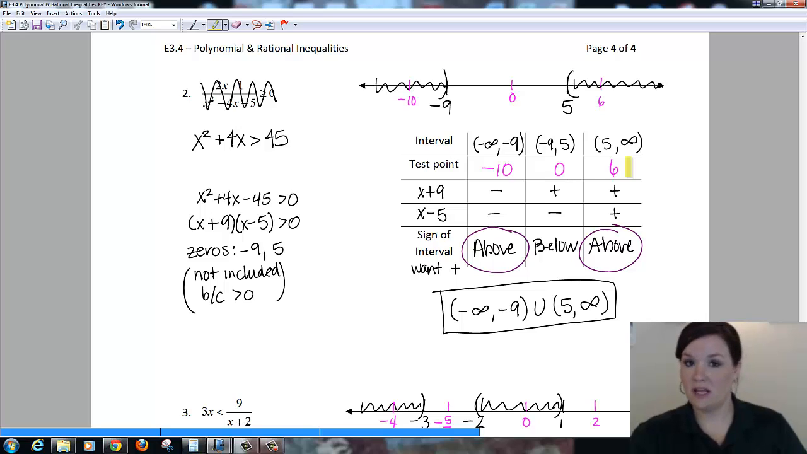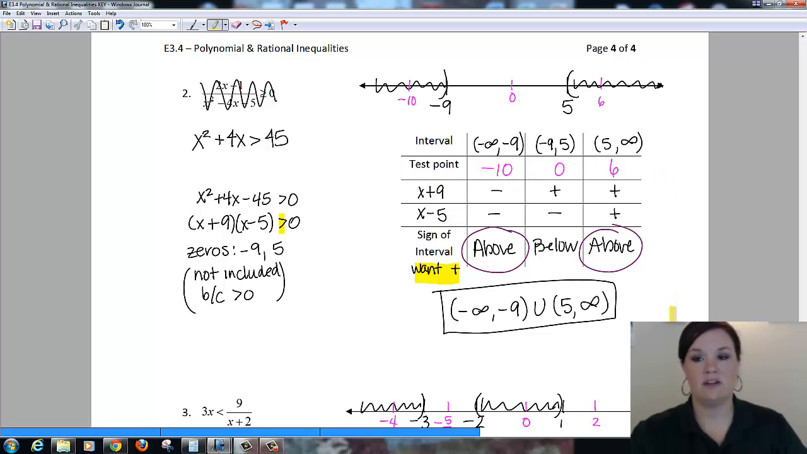There's no denominator, just a numerator here. So we move everything to one side to get it in standard form, and we factor it. When we factor it, we get zeros of -9 and 5, and they're not included because notice here we're using a strict greater than inequality, which means that we're going to use parentheses on all of our zeros. Because it's a greater than, that means we want the positive intervals, or the intervals that are above the x-axis.